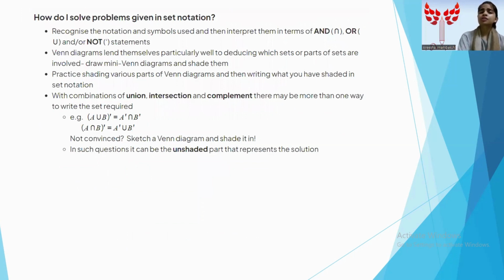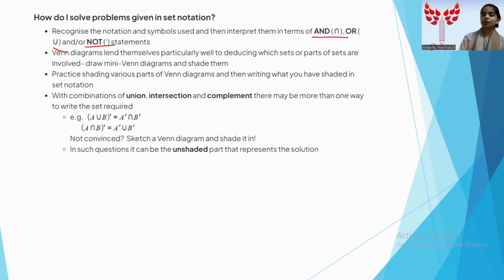Now, how to solve such problems? Because obviously we're doing this from an exam point of view. We need to understand how to solve problems, right? Now, it's very important that you recognize all the notations and symbols. Then you can interpret them. We have interpreted this as and, this as or, this is your not statement, right? You know how to calculate 1 minus, okay? So Venn diagrams show you a good picture of it, right? So it's always good when you have set notations, you should draw Venn diagrams, right? Because they help you to shade and give you a visual representation, right?